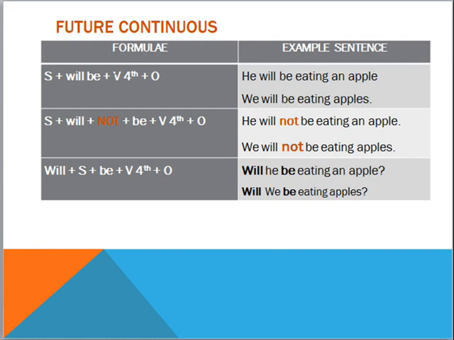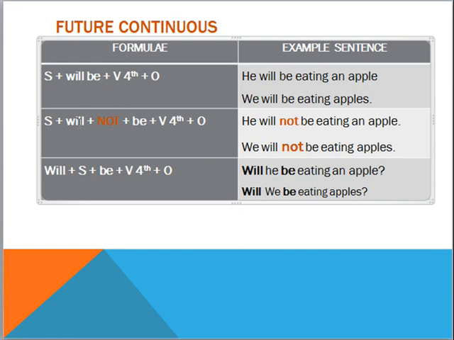Next to come is future continuous. Subject, then will be, then verb fourth form and object. In negative, we put not after will. Mostly we add not or any other helping verb just after will, so not will be added between will and be. And similarly, in the interrogative sentence, we bring only will in the beginning of sentence. Be would be at the same place where it was before.